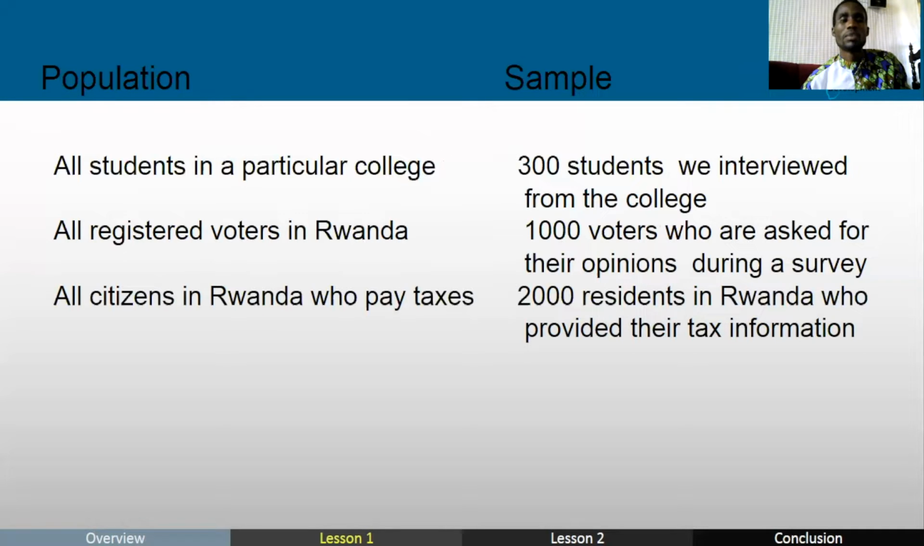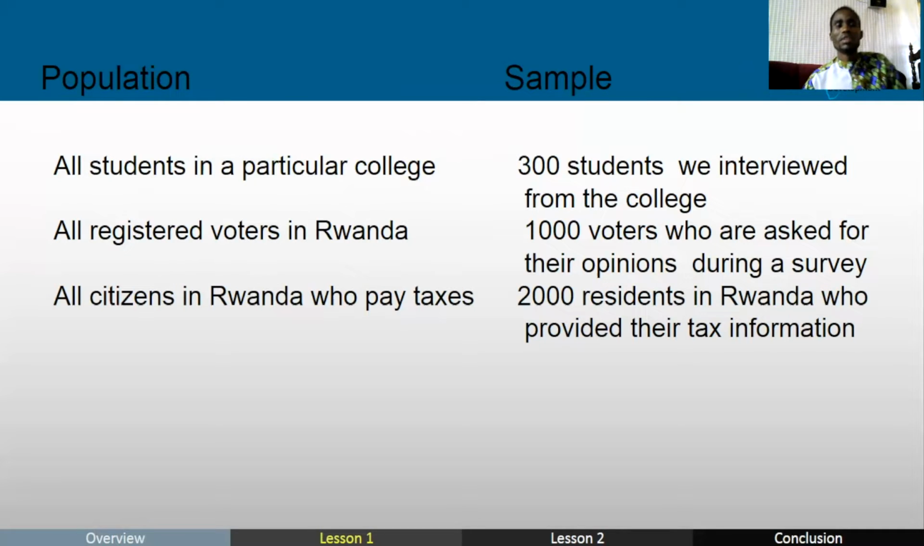Another example is where you want to determine the opinion of registered voters in Rwanda. When you sample 1,000 voters to get their opinions, the 1,000 shall be our sample, and all registered voters are our population.